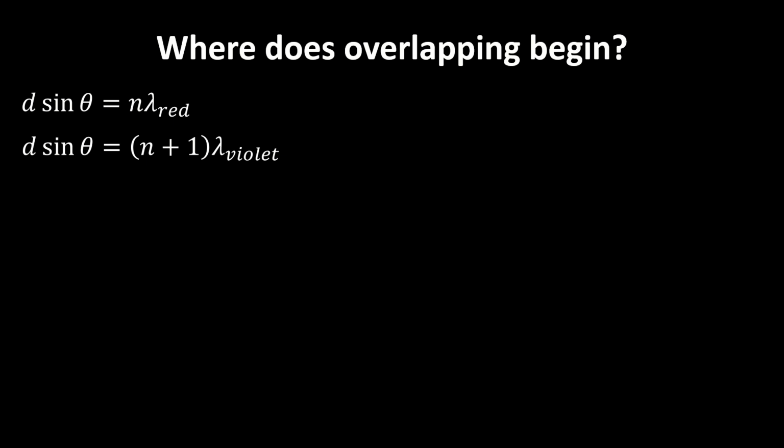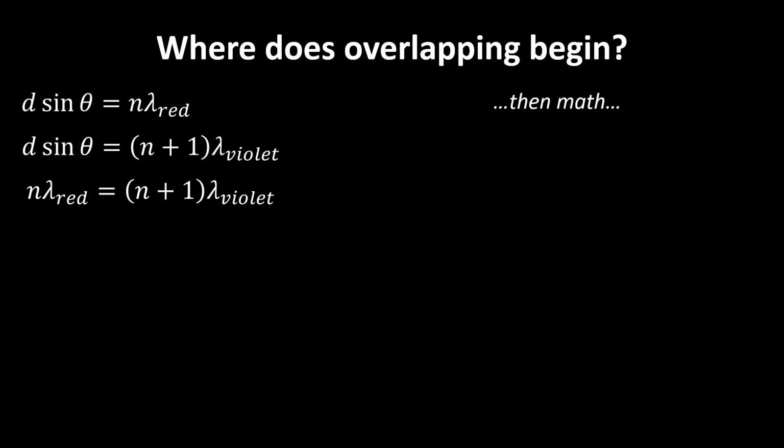And if we want to know where that actually overlaps, all we have to do is make those two terms equal because they've both got the same d, the same source spacing, and it's the same theta. They occur at the same place. So we can just make n times the wavelength of red equal to n plus 1 times the wavelength of violet. Now you notice that this actually doesn't matter what the slit spacing is, so actually the source spacing and the angle, but it will tell us how many there are.